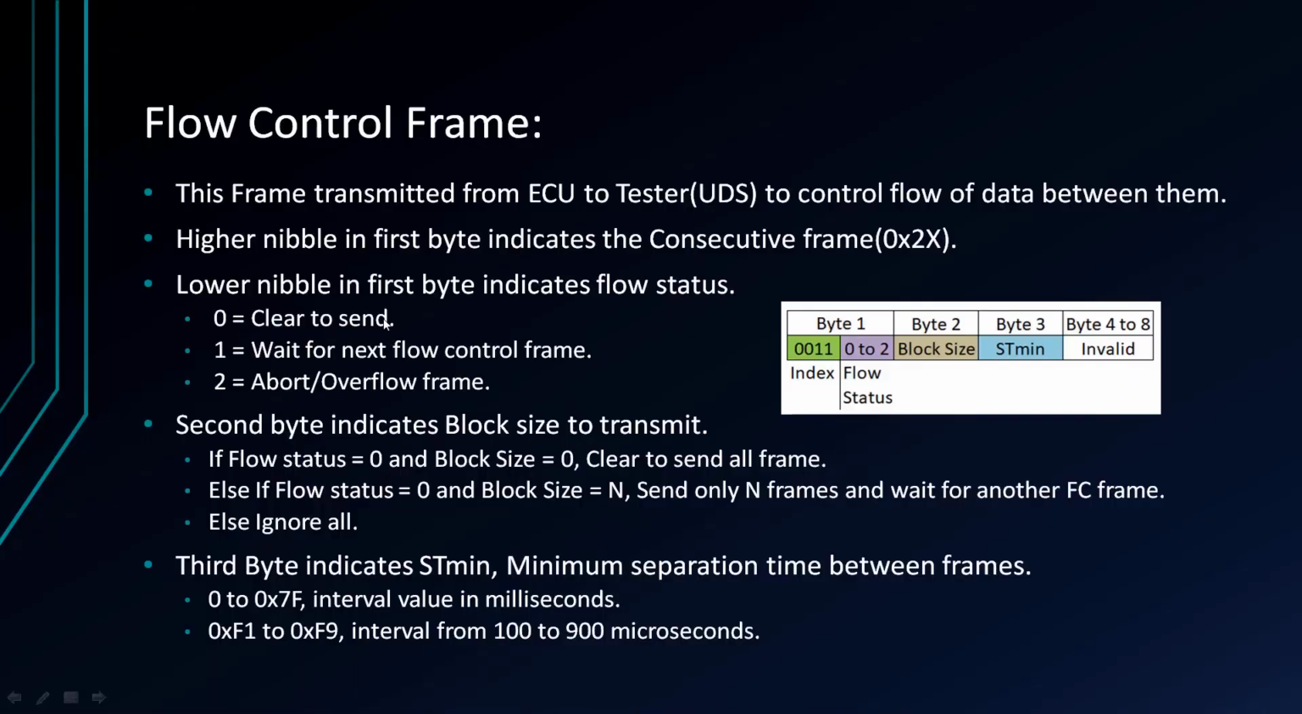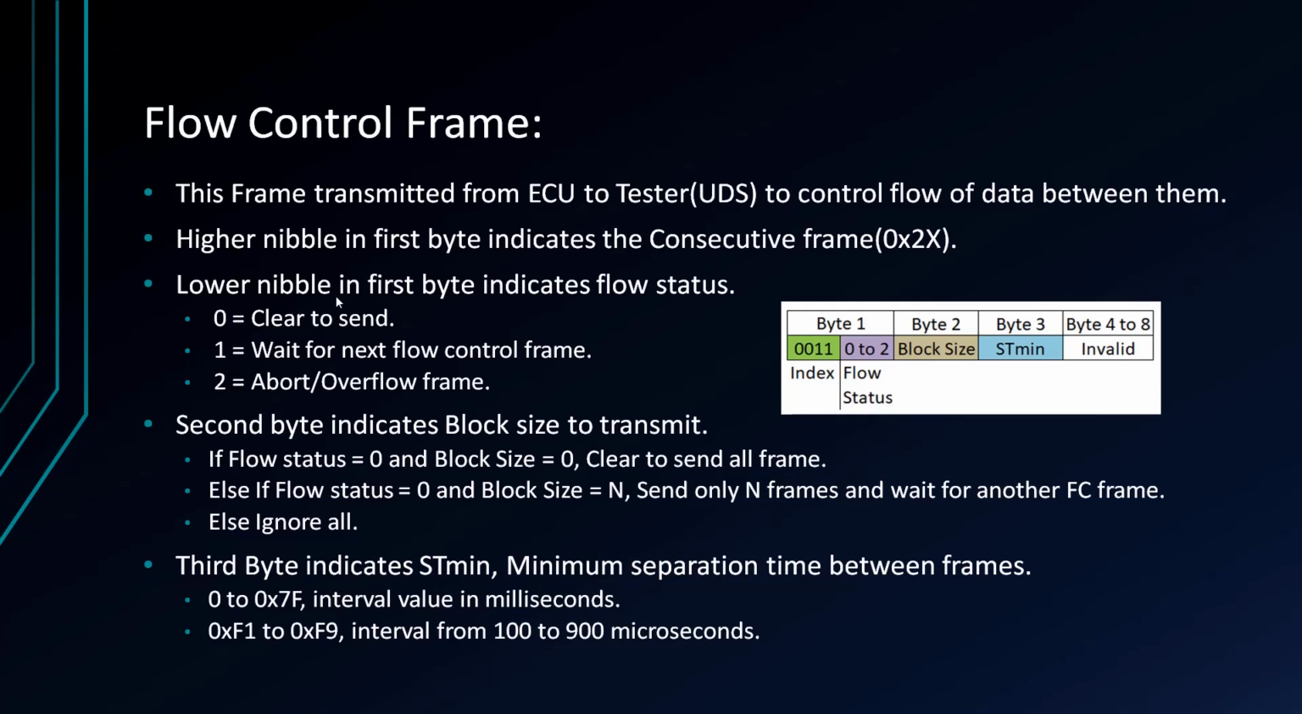0 is clear to send, so it tells the diagnostic or UDS that you can send the data. And 1 is a wait: wait for my next control buffer until I process slowly. It will send 1 as a wait, and we need to wait for another flow control. In that flow control it will send 0, so until we get 0, we need to wait.